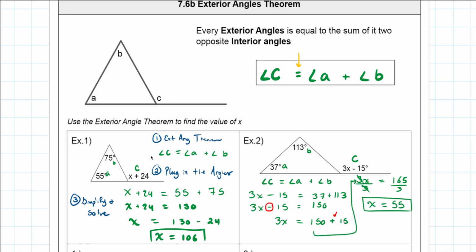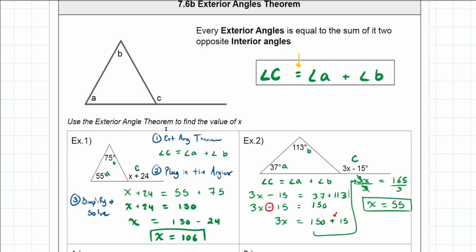All right. That's the exterior angles theorem, guys. C equals A plus B. Plug in your angles. Simplify and solve. Be careful when you're moving your constants from one side to the other. Make sure that if you move it from the opposite side, you're using the opposite sign.